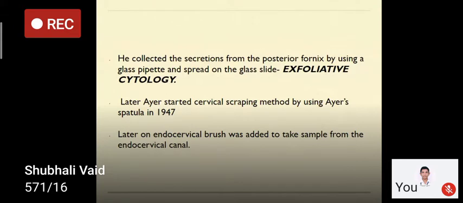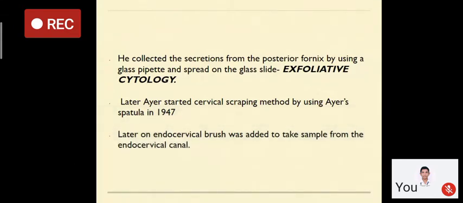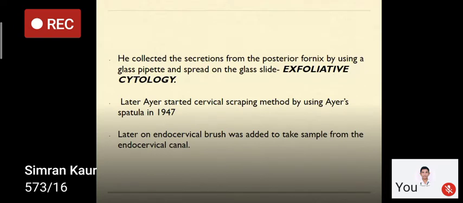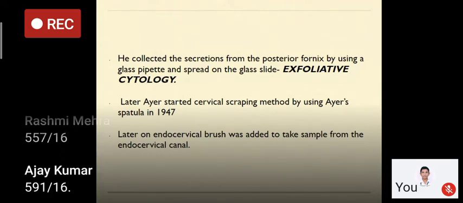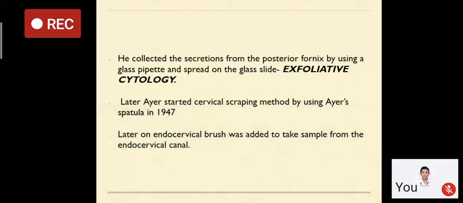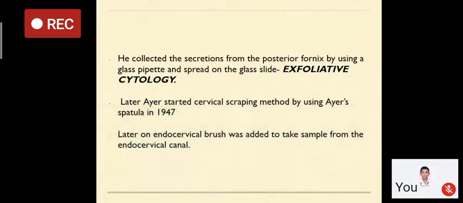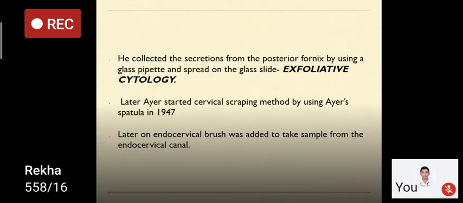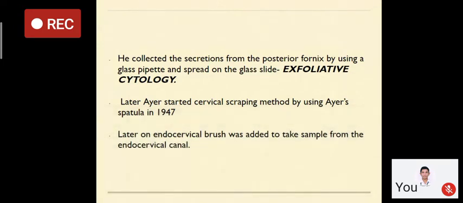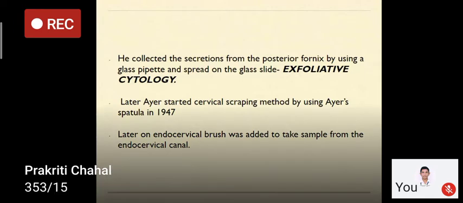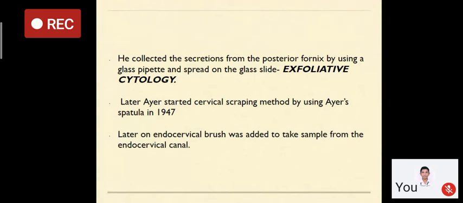He collected the secretions from the posterior fornix using a glass pipette and spread it on a glass slide. Then it is exfoliative cytology. Already the cells are shed, and he collected them and made a smear on the glass slide. Later, Ayer started the cervical scraping method using the Ayer spatula. In 1947, the Ayer spatula was introduced for pap smear testing. Later on, the endocervical brush was also added to take sample from the endocervical canal. So nowadays, we use the Ayer spatula, a wooden spatula, along with the endocervical brush, and the smear is made on a single slide with both.